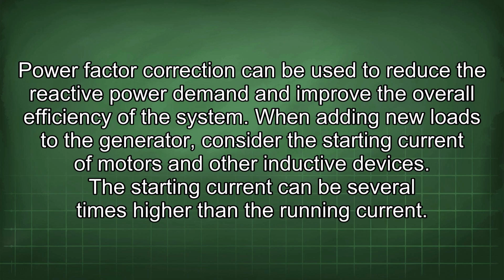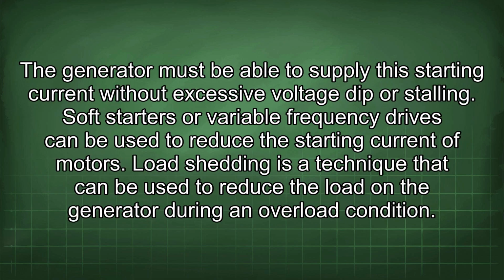When adding new loads to the generator, consider the starting current of motors and other inductive devices. The starting current can be several times higher than the running current. The generator must be able to supply this starting current without excessive voltage dip or stalling. Soft starters or variable frequency drives can be used to reduce the starting current of motors.